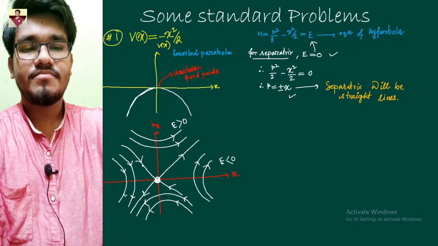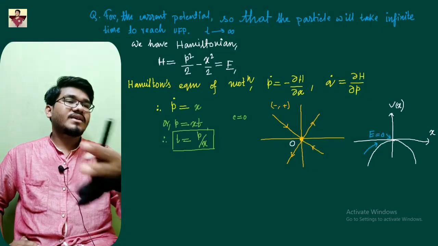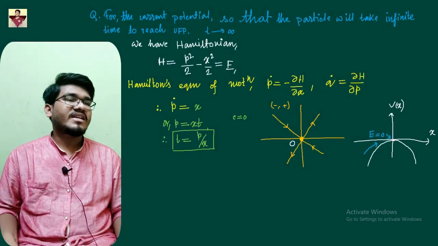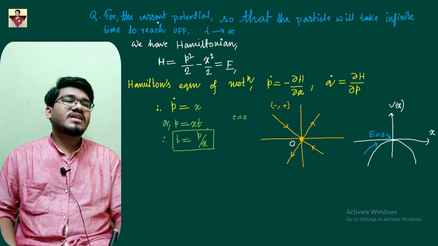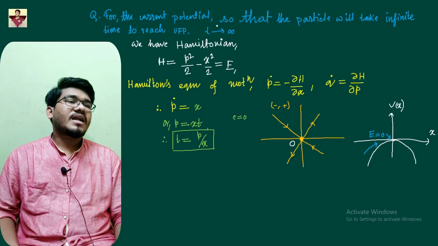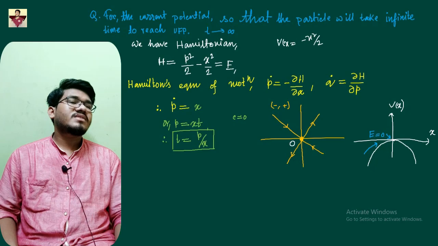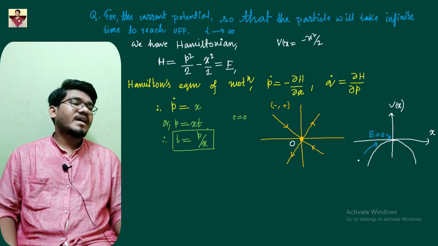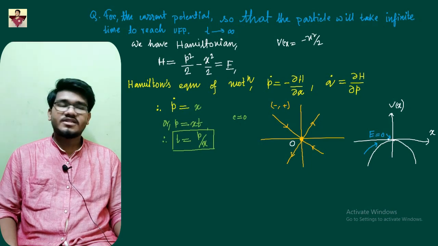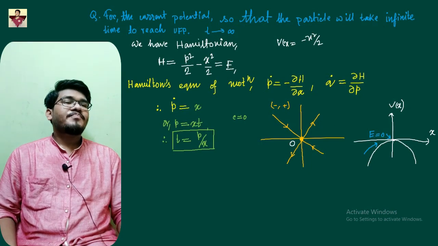Just stay tuned. Another important point regarding that problem, V equal to minus x square by 2. So one question asks that for the current potential, that is V(x) equal to minus x square by 2, the particle will take infinite time to reach the unstable fixed point. That means if the particle wants to move from this way to this point, it will take asymptotically infinite time, right? So how to prove that?